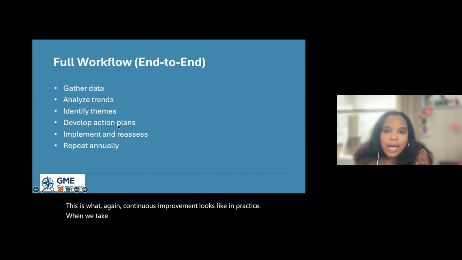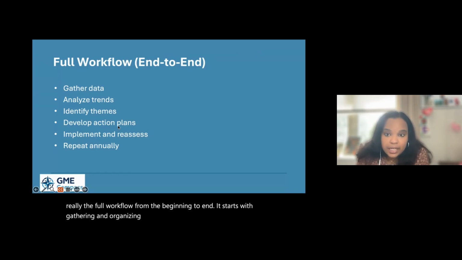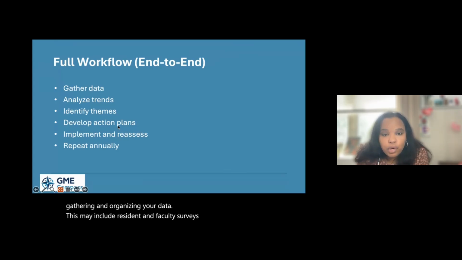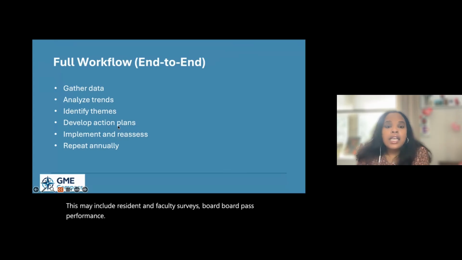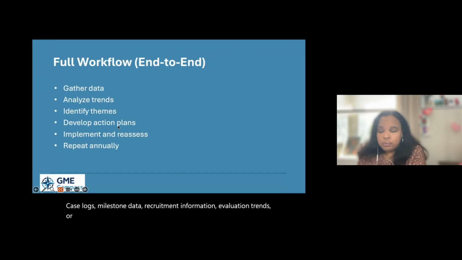When we take a step back and look at the entire APE process, this is really the full workflow from the beginning to end. It starts with gathering and organizing your data. This may include resident and faculty surveys, board pass performance, case logs, milestone data, recruitment information, evaluation trends, or sometimes you might use some institutional metrics as well.